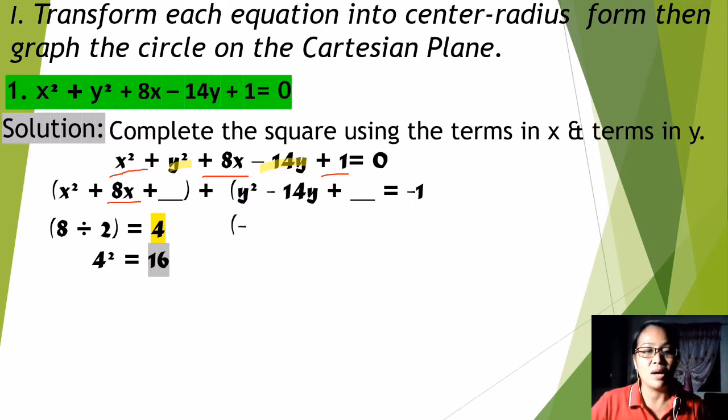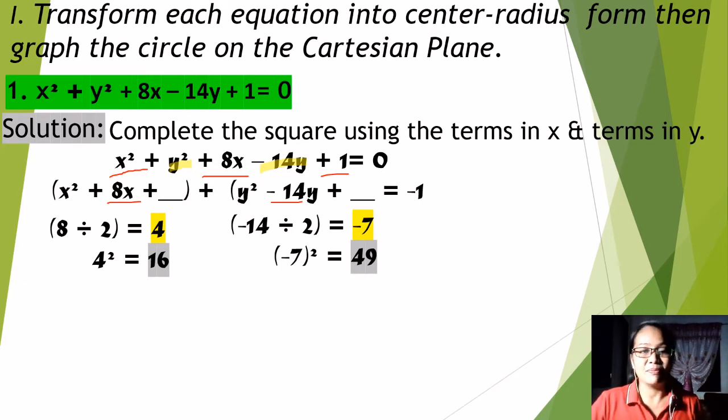Next, punta naman tayo sa y. Ang middle term natin ay negative 14y, pero kunin lang natin ang number. So, negative 14 divided by 2, which is negative 7. Remember, kung mag-divide tayo ng unlike sign, the answer is always negative. And negative 7 squared is equal to 49. Bakit positive na lang? Kasi, kung ang base natin ay negative sign at ang exponent natin ay even number, the answer is always positive. Then, pagkatapos niyan ay babalikan na natin ito.